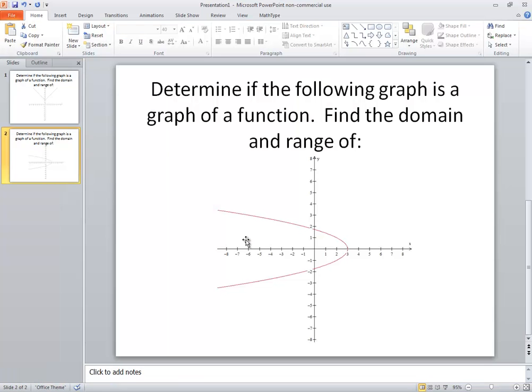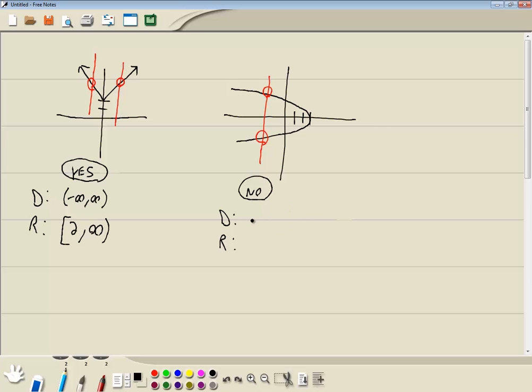Now our domain is our x values where our graph exists. If I come over here to -7, if I go up or down, I do find my graph, so it exists at -7. And this is continuing the same pattern, so it's going forever to the left. So if I come over here to -1,000,000, if I go up or down, I'll find my graph, which implies it's going to -infinity.